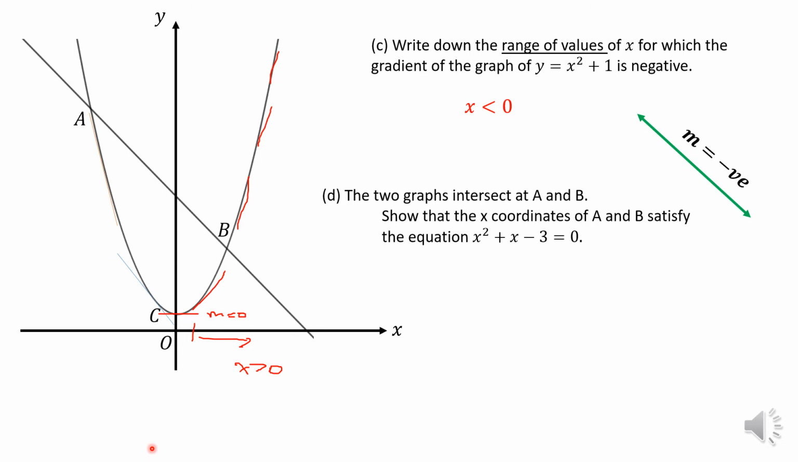Now they are saying that the two graphs intersect. Remember, we know the graph is y equals x squared plus 1, and the straight line is y equals 4 minus x. So the only thing you do is you equate them, because where they intersect, they are exactly equal. All right, and then you just clean this up and write it in ax squared plus bx plus c is equal to 0 format. All right, and then you see I do arrive at that particular answer.